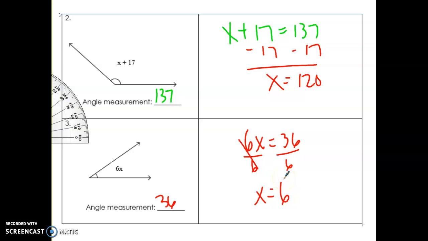And again, I encourage you to check your answer. You can plug it in. For this top example, we could plug in 120 for our x. 120 plus 17 does give me my measurement of 137. Same for the bottom one: 6 times x, 6 times 6, is actually 36. So depending on how you measured, your work should still check out. That's a way for you to check and make sure that you did your work correctly.